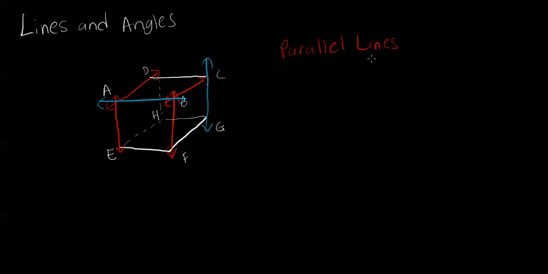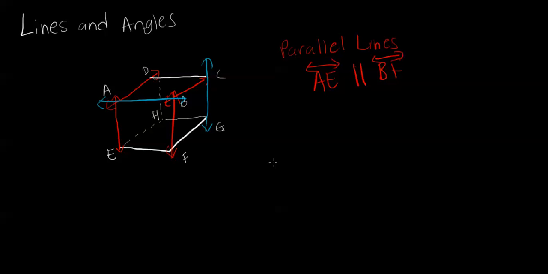So here we can see that line AE is parallel to line BF. Line AE and BF both lie in the same plane, and if we extended those lines and just let them keep on going, they would never intersect each other. And you can see that the symbol in between line AE and BF is what is used to represent "parallel to." Now we're going to look at skew lines.